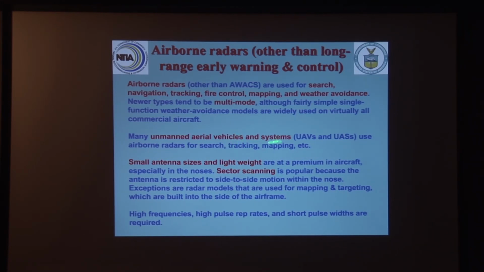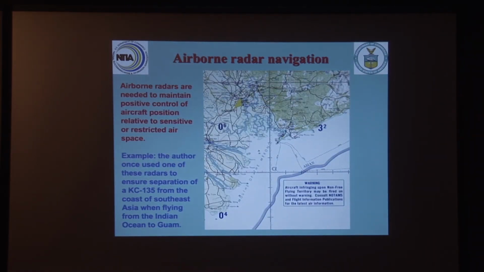Unmanned aerial vehicles, now called UASs, unmanned aerial systems, use radars extensively. And I'll give you just a little bit of the flavor. Many years ago, I was flying from Diego Garcia back to Guam. I was going from the Indian Ocean to Guam, and we had to fly around the coast of Southeast Asia. It was nighttime. We couldn't see anything at all out there.